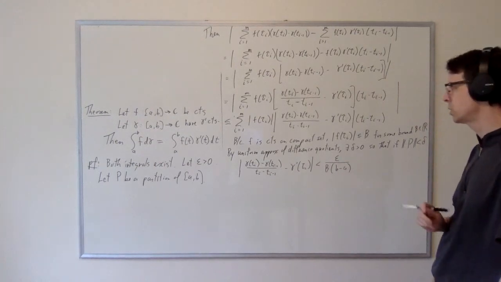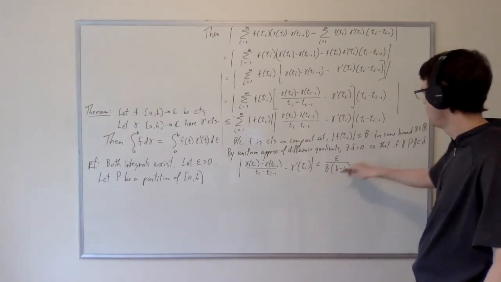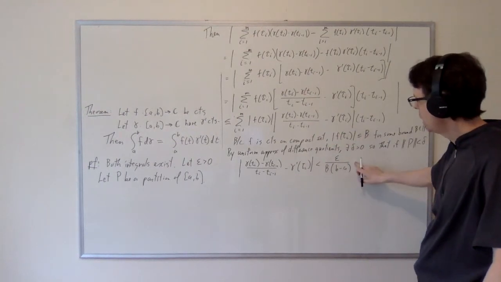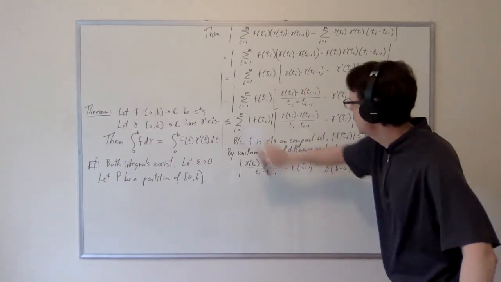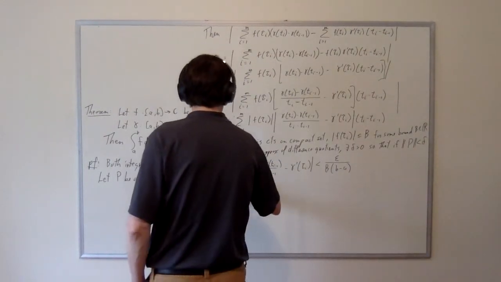And this is exactly as small as we need it. Notice that it depends on the bound B. That's why I had to bound the function first. So that gives us bounds for this, and let's put them together and continue this computation here.